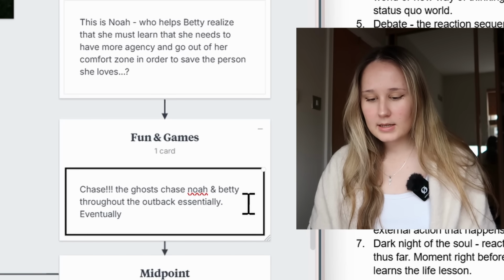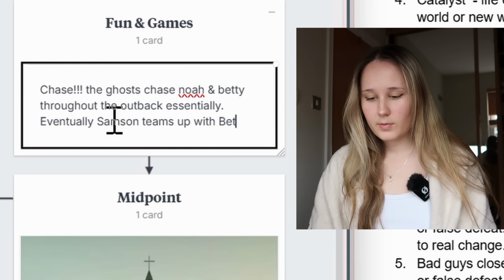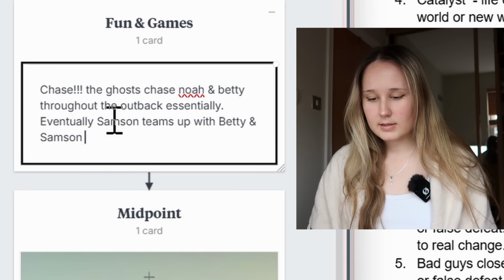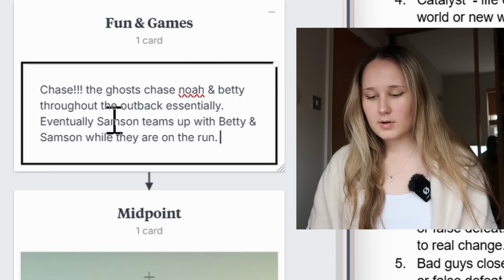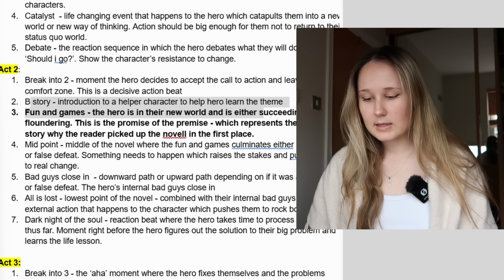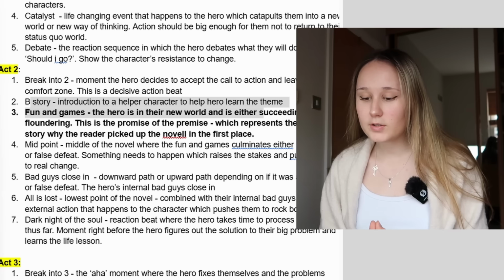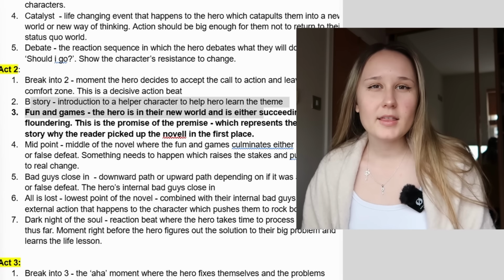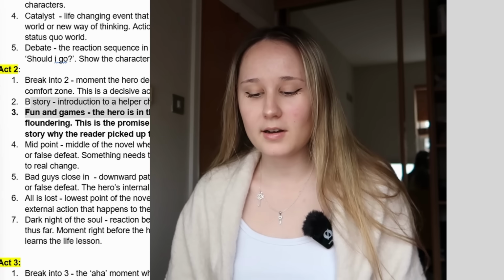So eventually, Samson teams up with Betty and Noah while they are on the run. What happens next is the midpoint, which is the middle of the novel where Fun and Games culminates, either a false victory or false defeat. I think a false victory / defeat might work here.